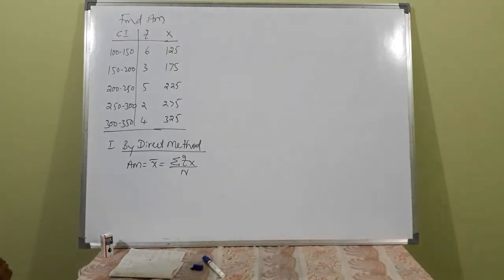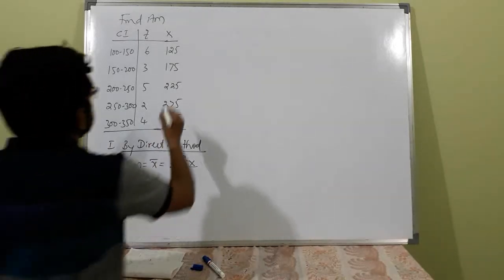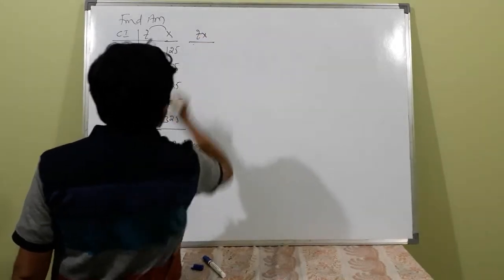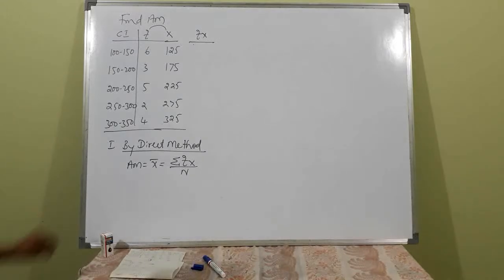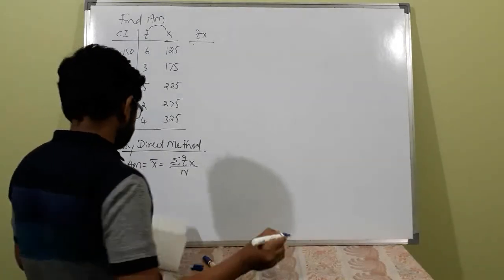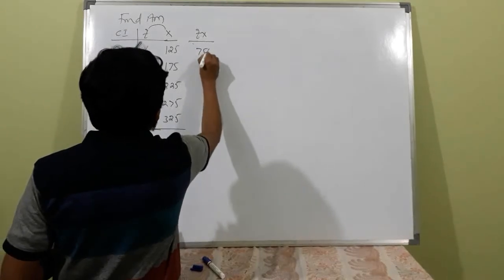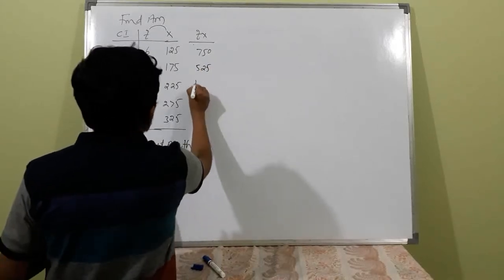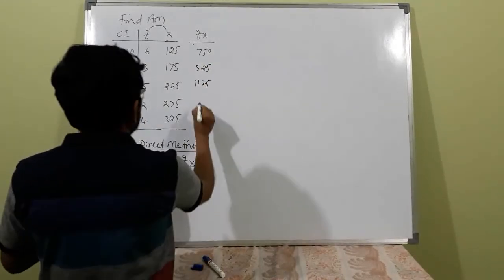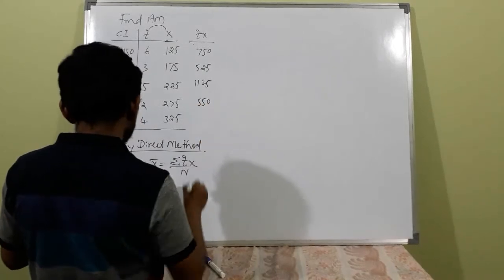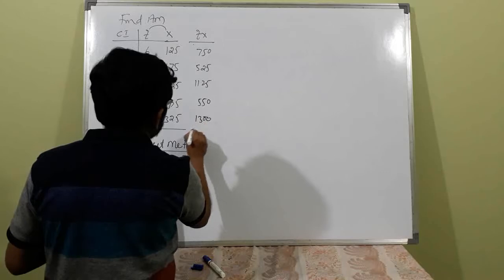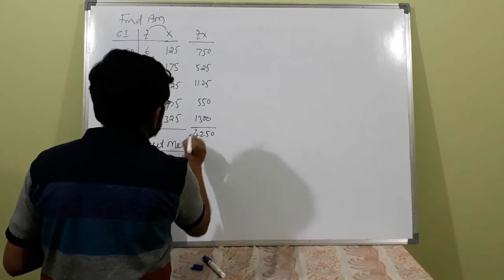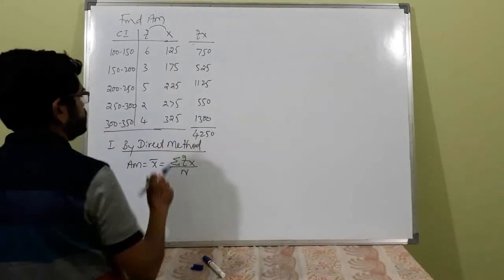Mid values. Fx is needed. You multiply these two and construct the next column. F into x. 6 into 125. You check these values I already computed: 525, 1125, 550 and 1300. So if you sum, 4250, okay, 4250.